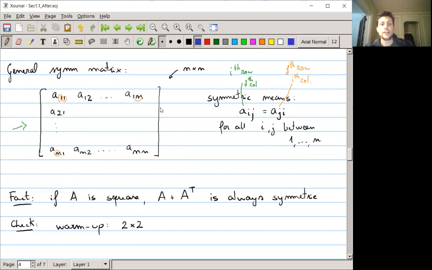And here's a little fact, and we'll use it to play around with a few general matrices. If I give you any square matrix, there's a way to cook up a symmetric matrix from it, and that way is to just add its transpose to it. So for every square matrix, A plus A transpose is symmetric.